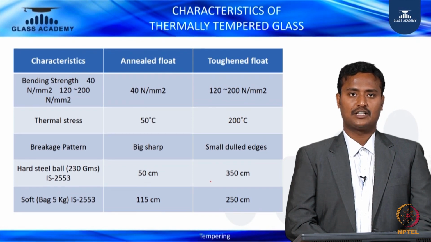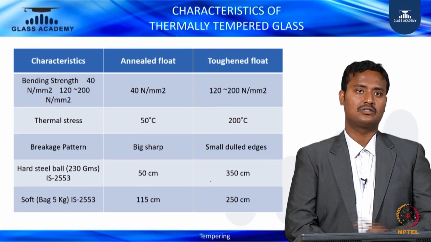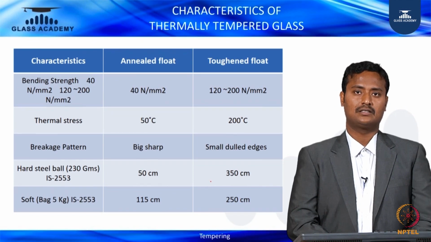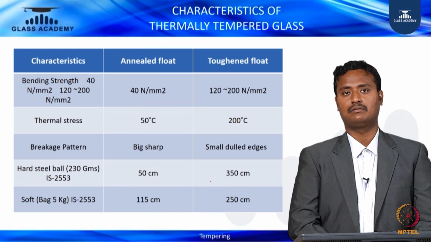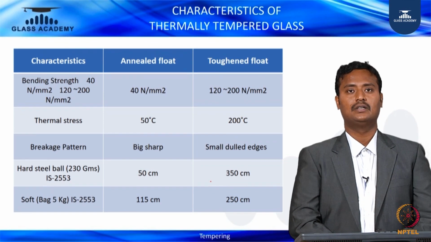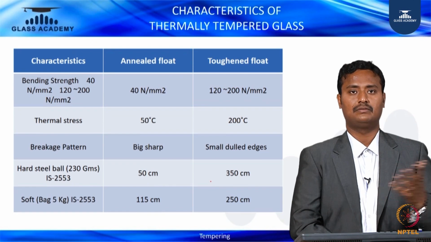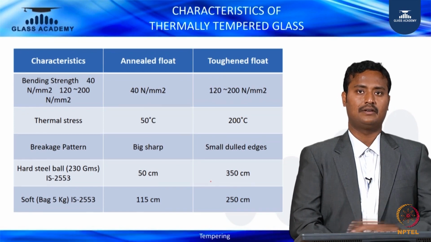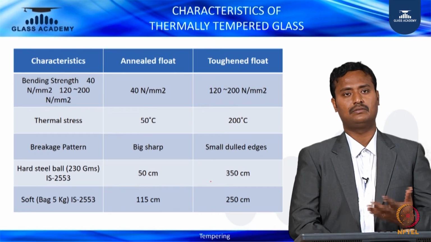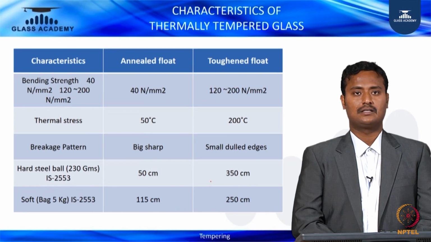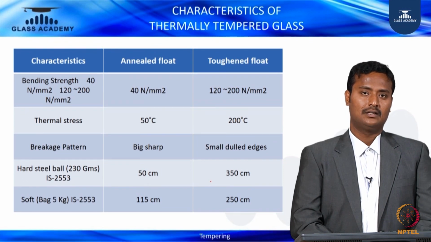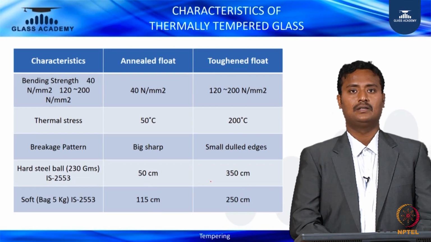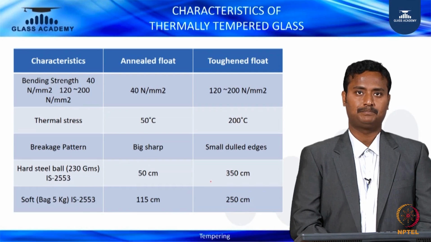With respect to the hard steel ball test, the 230 gram ball dropped from 50 centimeters breaks annealed glass, whereas tempered glass only breaks at 350 centimeters. You see the difference in how far the same ball has to fall. For the soft bag test, a 5 kg bag as per the IS 2253 standard is pulled back and dropped from 115 centimeters for annealed glass, and this is 250 centimeters for tempered glass.